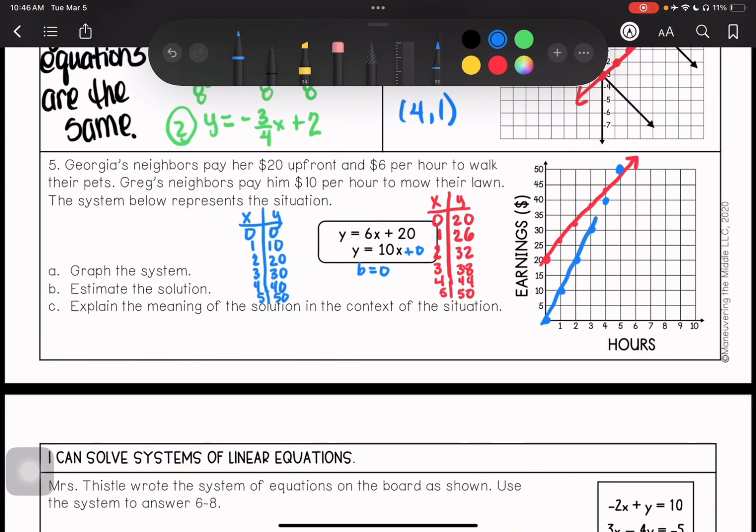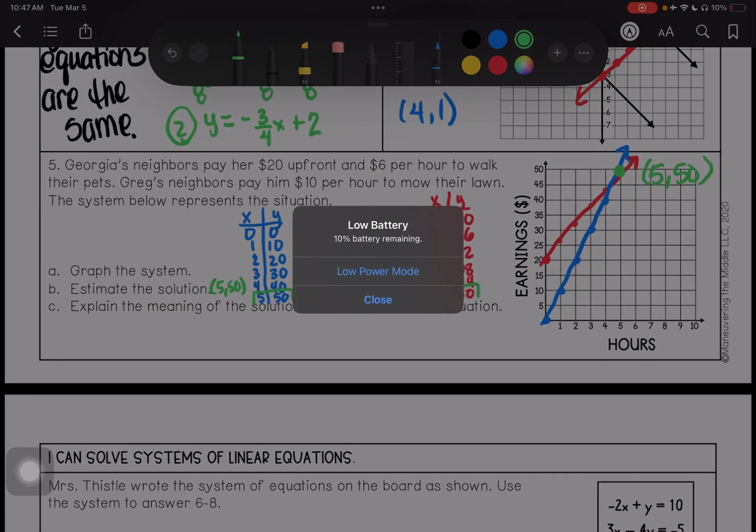And connect our lines. So we see our point of intersection is here at the point 5, 50. So the solution for part B is (5, 50). And if we look at our table, they both equal the same when x is 5.